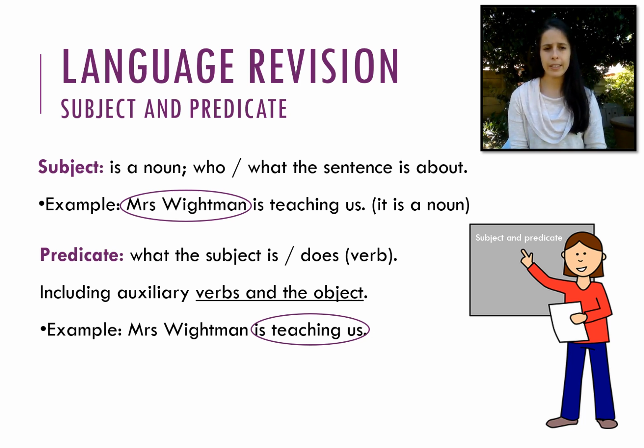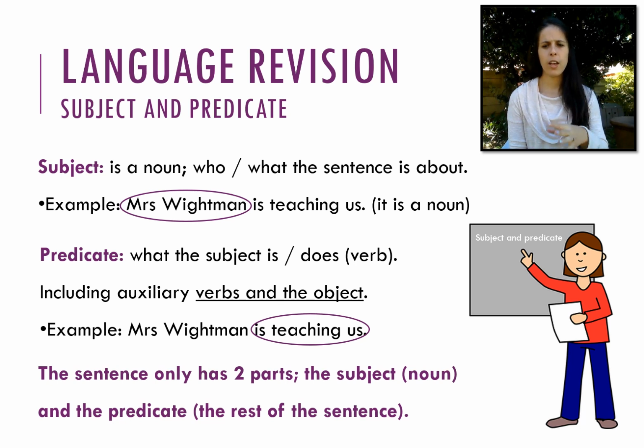Whiteman, the predicate in that sentence will then be is teaching us, because it includes the verb is teaching and then the object, which is us, which is you as learners. So the predicate includes your verb and your object, and an easy way to remember that is that the predicate is just the rest of the sentence. So the main point, the sentence only has two parts. The first part is your subject, which is your noun, what or who is your sentence about, and then the next part is your predicate, which is the rest of the sentence.